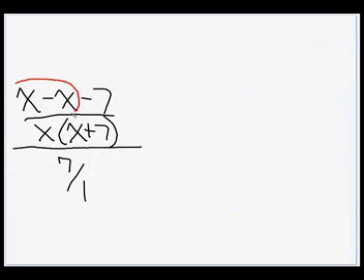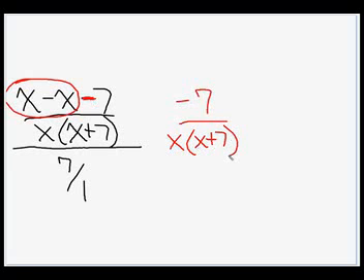X minus x, well, that turns into a 0. So we have a 7 left, and don't forget that is a minus 7. That negative is not going anywhere. And we still have this x times quantity x plus 7. And this would be a good time to multiply by the reciprocal. I'm going to bring this up and turn it over. Now it is times 1 over 7.